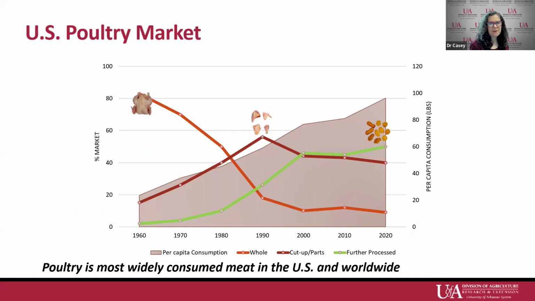To give you a little bit of perspective from the U.S. poultry market, this slide really represents, first of all, the shaded area represents the per capita consumption in the U.S. And you'll see that there's been a drastic increase over the years from the 1960s to the present time. It stopped in 2020, but just think about that continuing. So it's really increased over the years, and even in the time that I've been associated with the poultry industry, which has been the last 30 years, it's probably doubled in size since then.